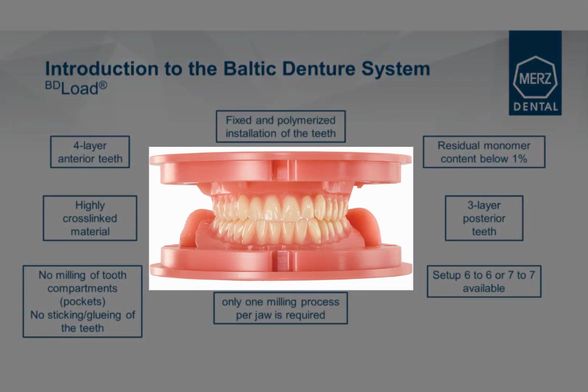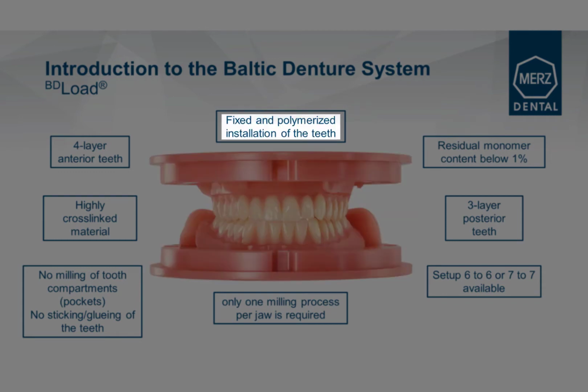The BD Load is packed with many features. Fixed and polymerized installation of the teeth. Residual monomer content below 1%. 3-layer posterior teeth. Setup 6 to 6 or 7 to 7 available. Only one milling process per jaw is required. No milling of tooth pockets, no sticking or gluing of the teeth. Highly cross-linked material. 4-layer anterior teeth.